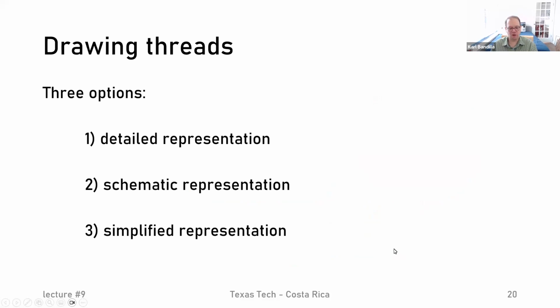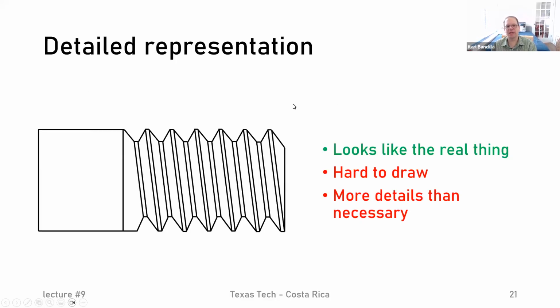All right, so now we know generally what threads look like or what they are. But this is a graphics course, right? So how do we represent them on a drawing? There's basically three different ways of doing it. We can do a detailed representation, we can do a schematic representation, and then a simplified one. And of course, we all like the simplified version. But let's start with the detailed representation, right?